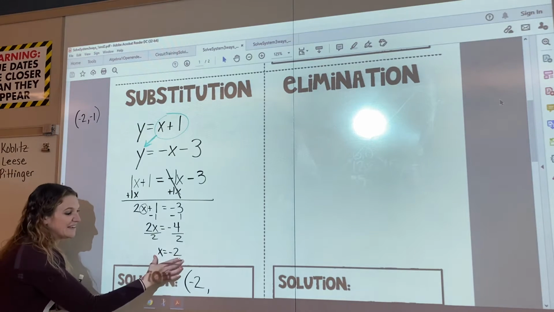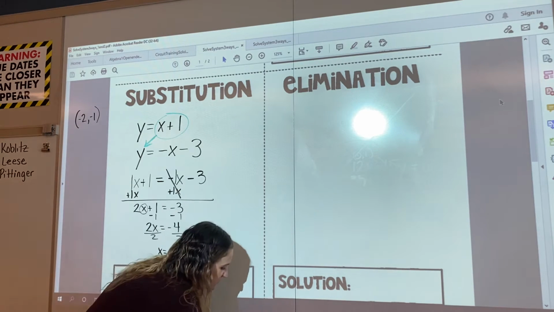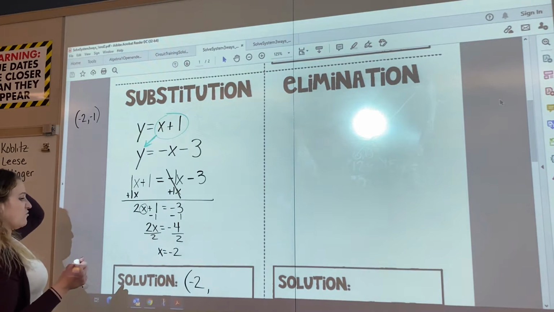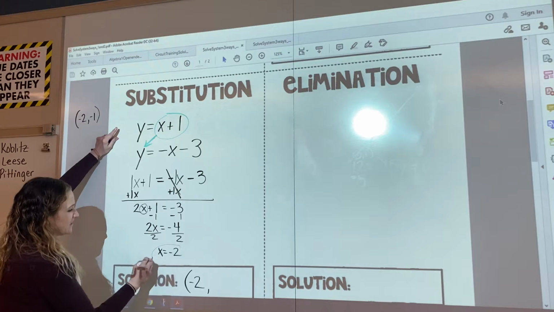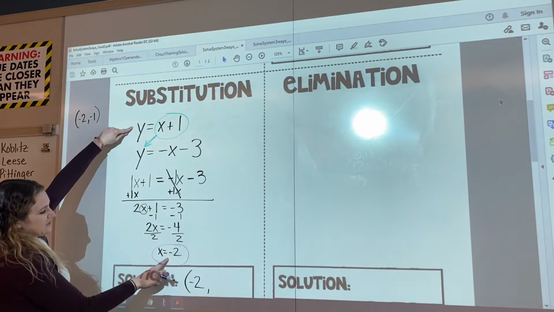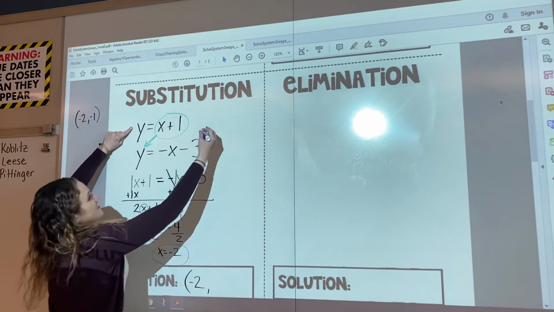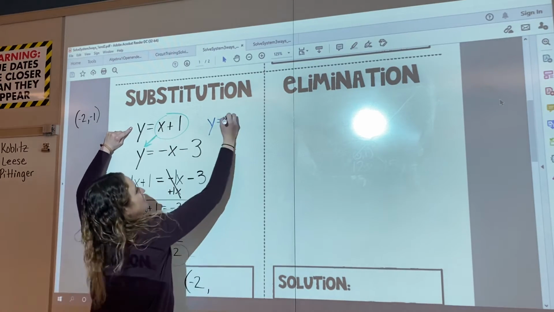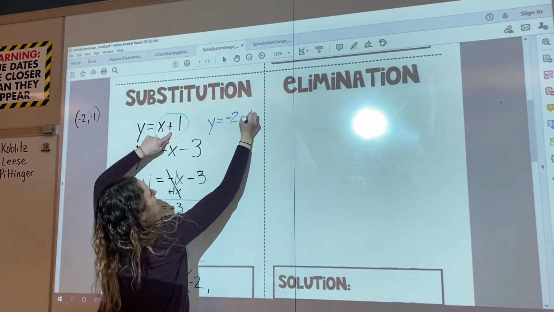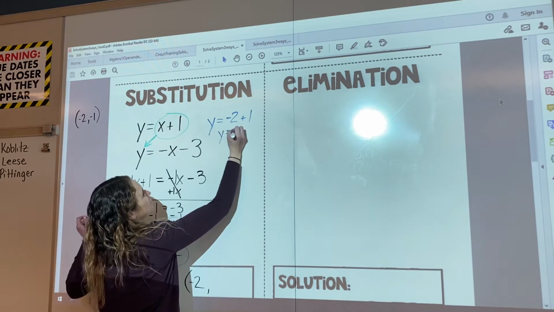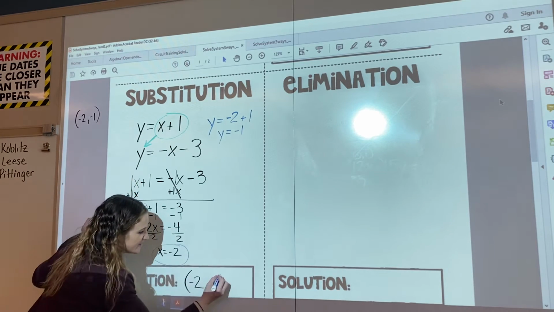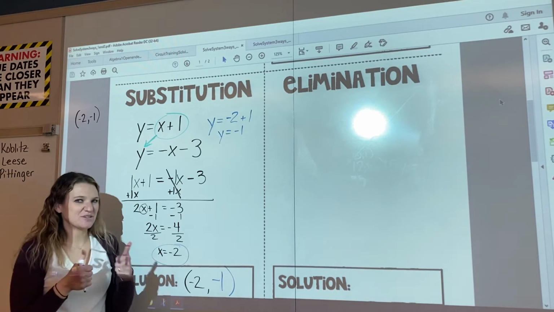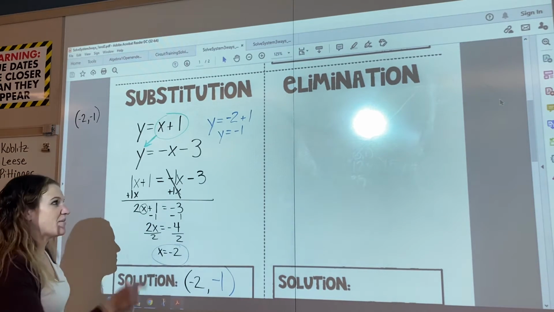Now that I know what this equals, I'm going to substitute that back into the other equation. And really, I can pick either one, so I'm going to go right back up to the top one. So this number is going to go in right there. So I have y equals, instead of my x, I'm going to put in -2 plus 1. -2 plus 1 equals -1. So there we go. We got the same answer. So far, so good. Let's try it one different way.